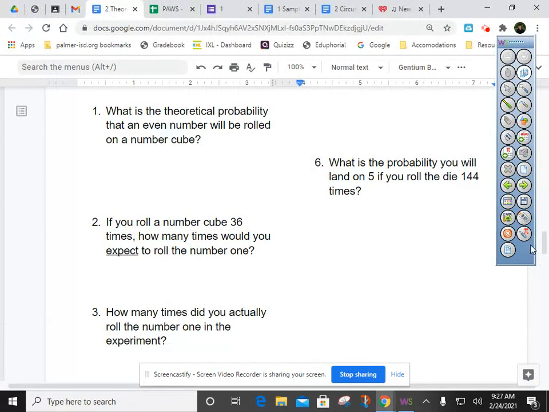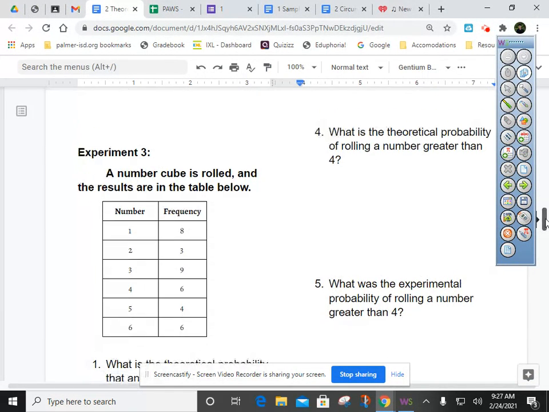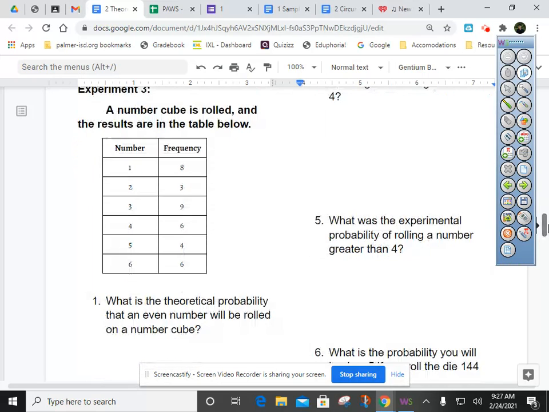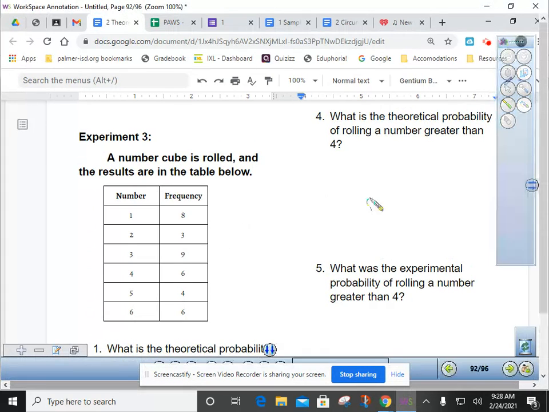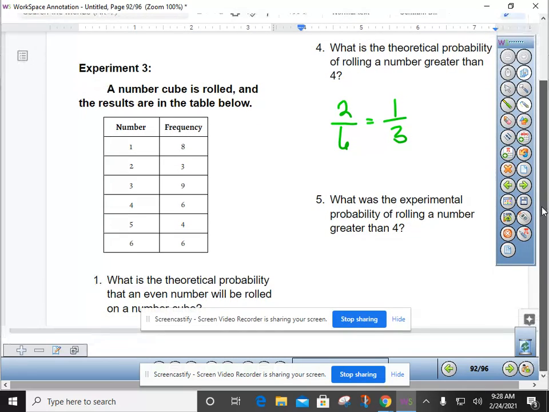Look at number 4. What is the theoretical probability of rolling a number greater than 4? Well, how many numbers are there on the cube? 6. And how many of them are higher than 4? 2. And that simplifies to 1/3. Pretty simple, right? Good job.